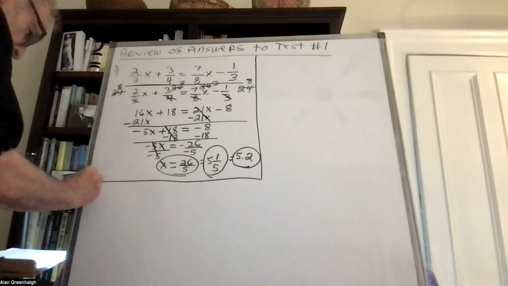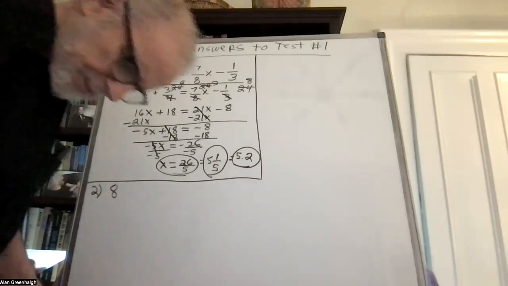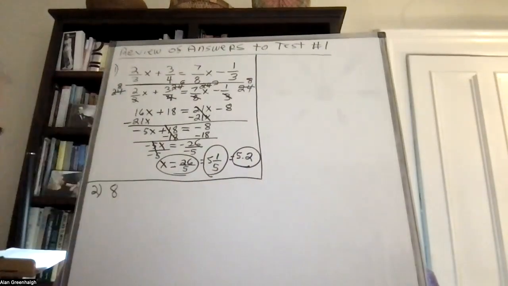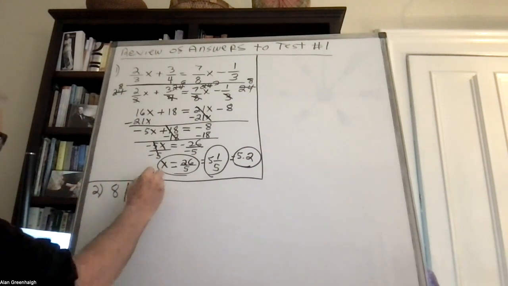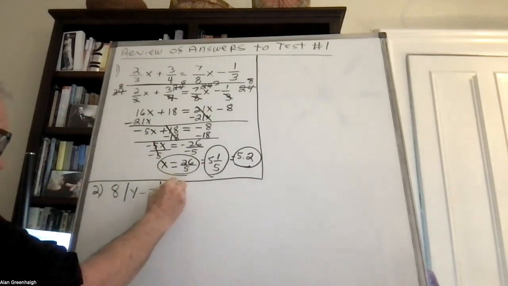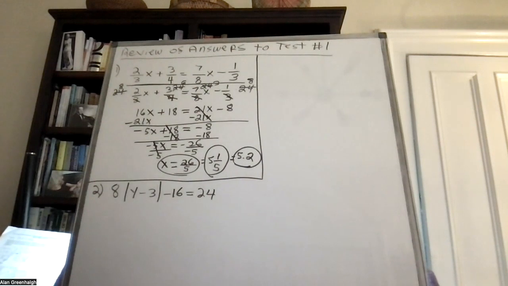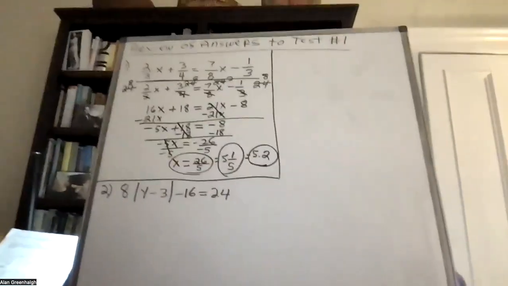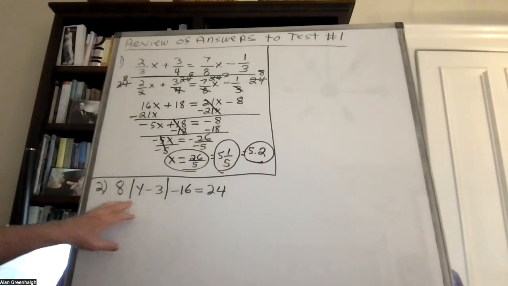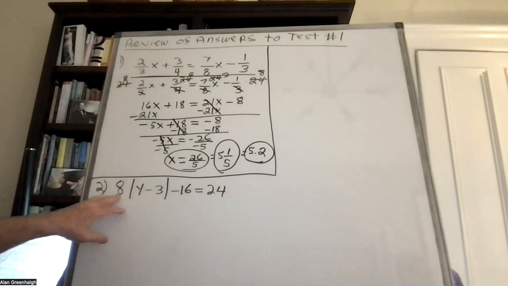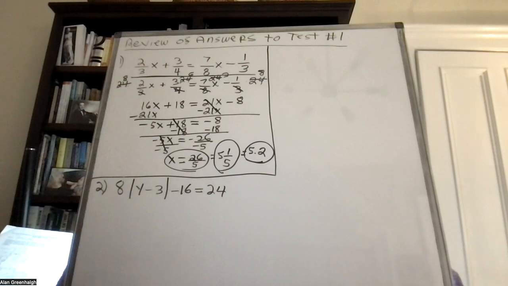Problem number 2. Solve for y. Eight times the absolute value of y minus 3 minus 16 equals 24. Okay, now there were a couple of students, not too many, who looked upon this as a distributive property type of situation, and they multiplied 8 times y and 8 times 3. That's, of course, totally incorrect.